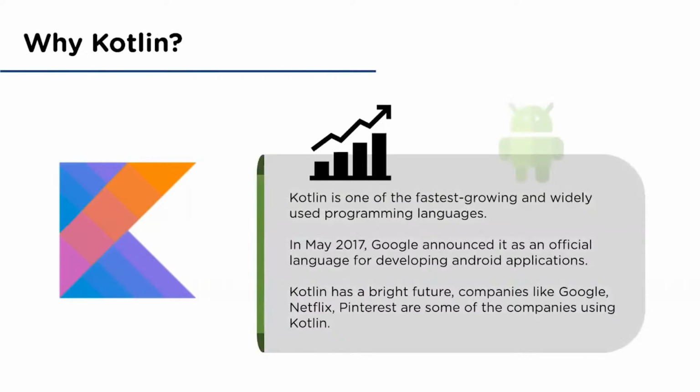So why Kotlin? Kotlin is one of the fastest growing and widely used programming languages. In May 2017, Google announced it as an official language for developing Android applications. After this announcement, the jobs for Kotlin increased in large numbers. Since then, the job openings for Kotlin get doubled every 3 months as per DICE. It is a very easy and friendly language.